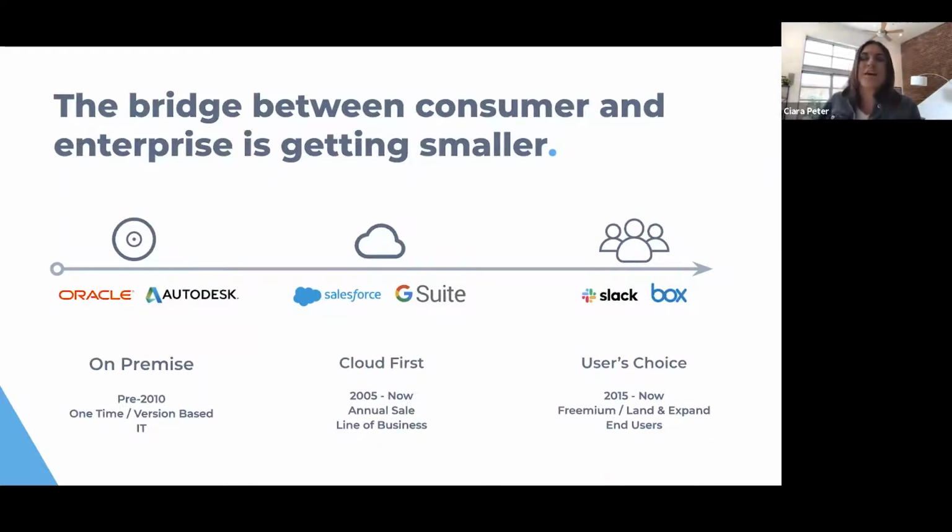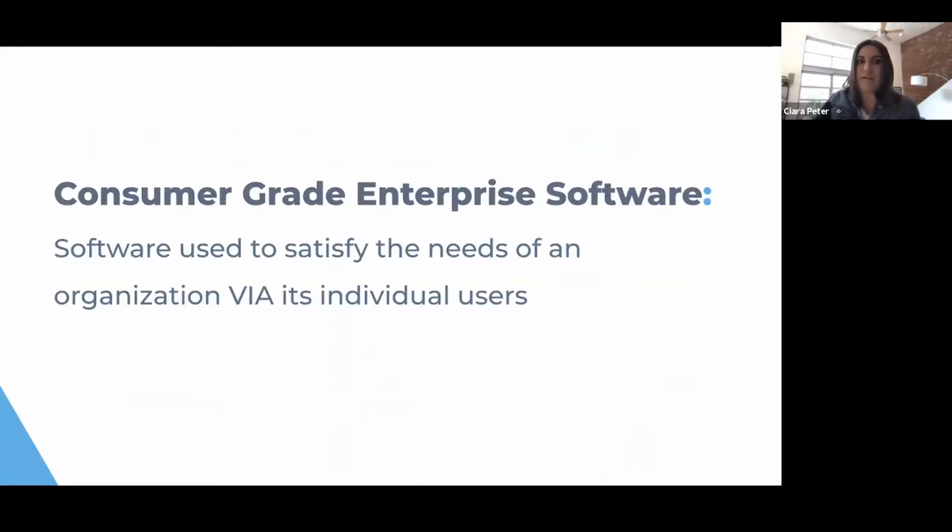And with the evolution of mobile in the last 10 years, there is no room for a bad experience. So I would define consumer grade enterprise software as software that is used to satisfy the needs of an organization via its individual users.